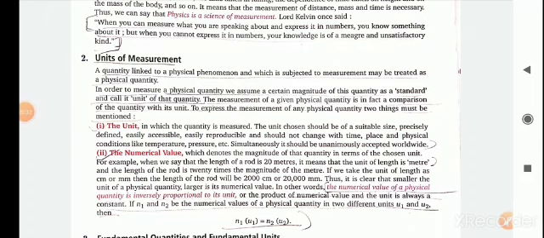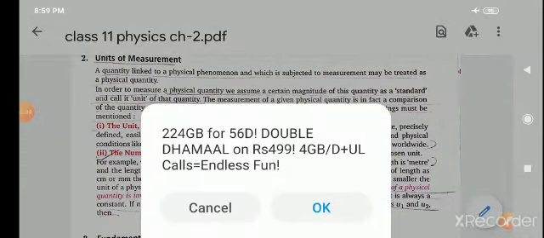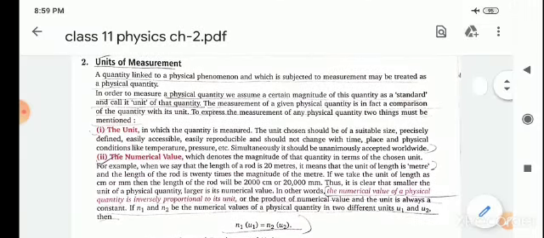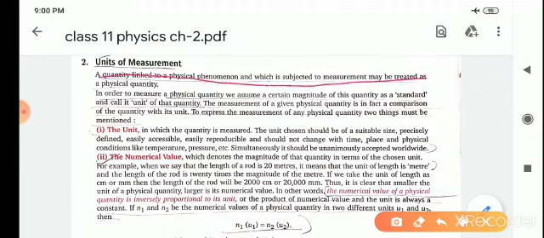Let us go to the units of measurement. A quantity linked to a physical phenomenon and which is subjected to measurement is treated as a physical quantity. In order to measure a physical quantity, we assume a certain magnitude of this quantity as a standard and call it the unit of that quantity. The measurement of a given physical quantity is in fact a comparison of the quantity with its unit.